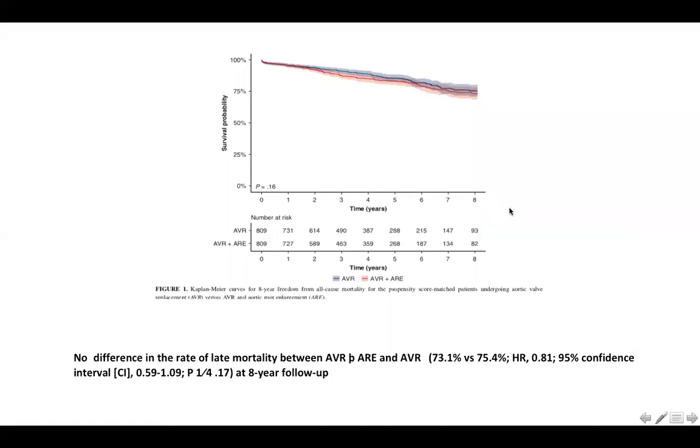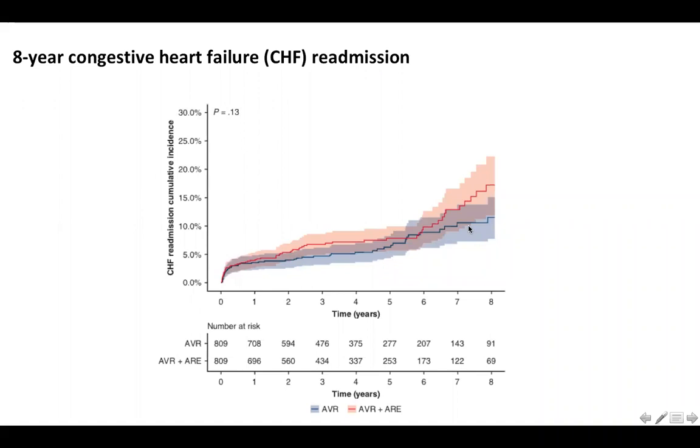At 8 years follow-up, they found no significant differences in mortality rate, despite a significant drop in the number of patients from 800 to 93 and from 809 to 82. Regarding readmission due to congestive heart failure, one weakness of this study is that they didn't include echocardiographic data. They found no significant differences in readmission due to congestive heart failure at 8 years, with a P value of 0.13.